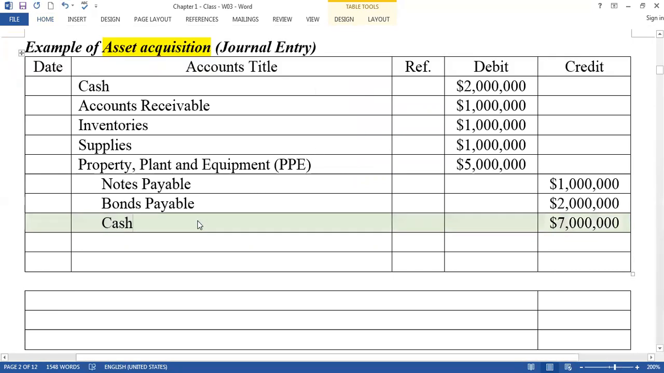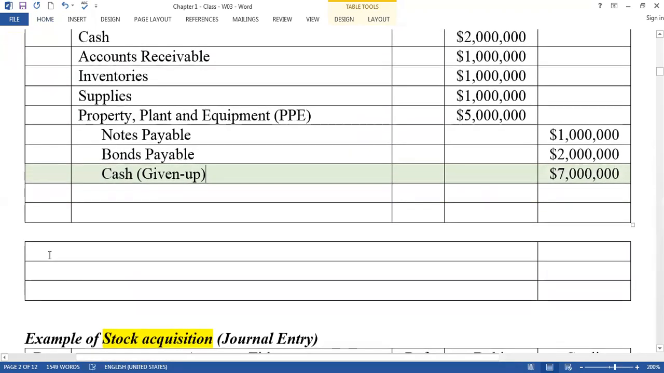So this is the things you given up. So here we find what is the net asset? To calculate the net asset, you have to calculate first the total asset. Total asset is $10 million.